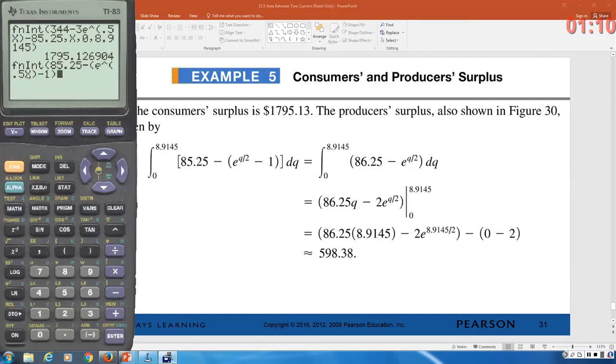Okay, so that's right. And we're going to start at zero and again go to 8.9145. I keep wanting to put that decimal in the wrong place. And that comes out to be $598.38. If it's dollars. And I think it is, both of these were in dollars.